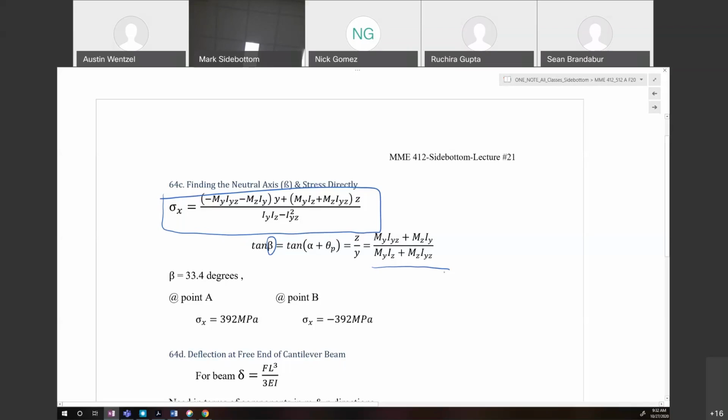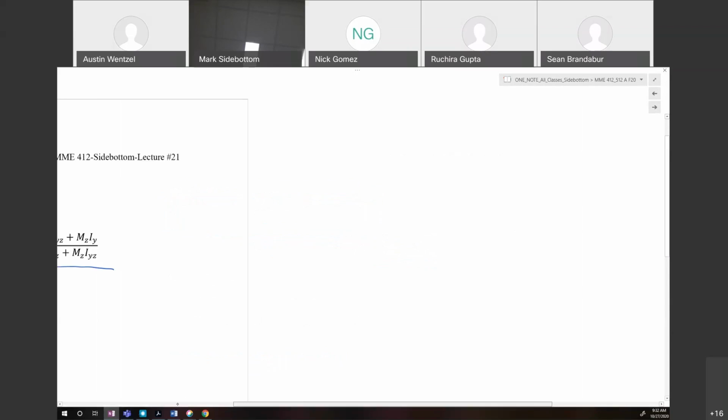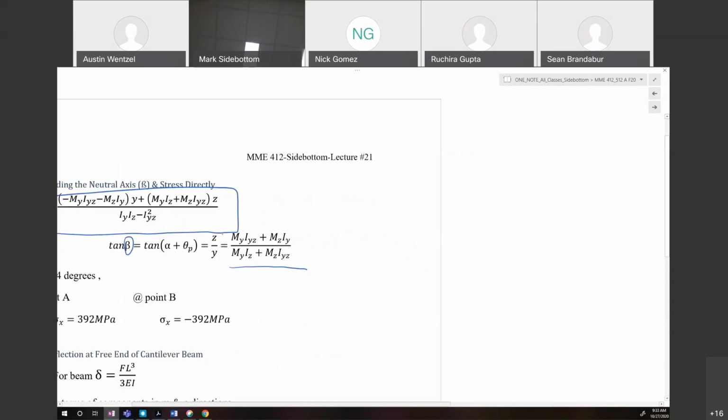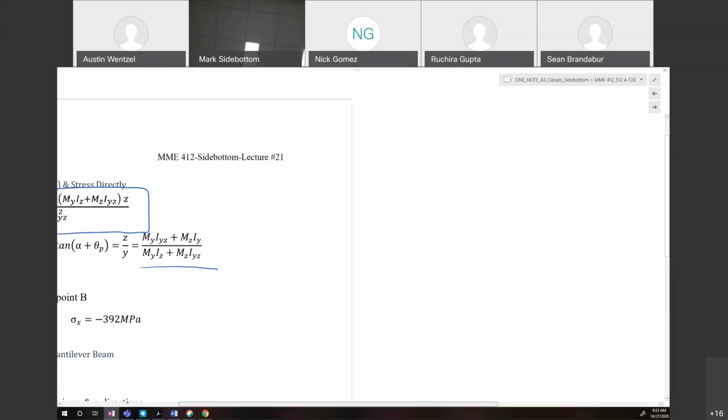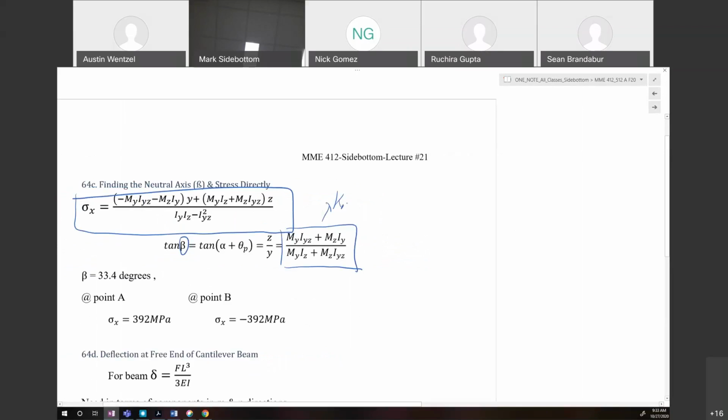So tangent beta would be equal to this equation on the right hand side here. All those values are known, so you can plug them all in and solve directly for beta. If you solve directly for beta, you get 33.4 degrees, which would be equal to alpha plus theta p. So it's the same value obtained in the other method.